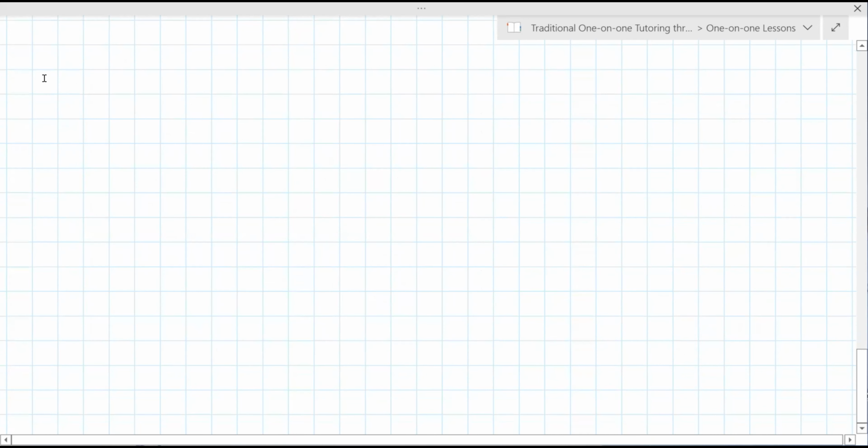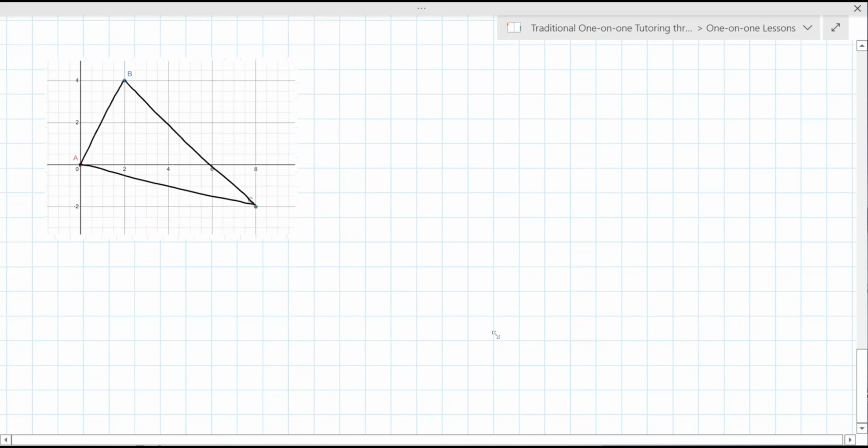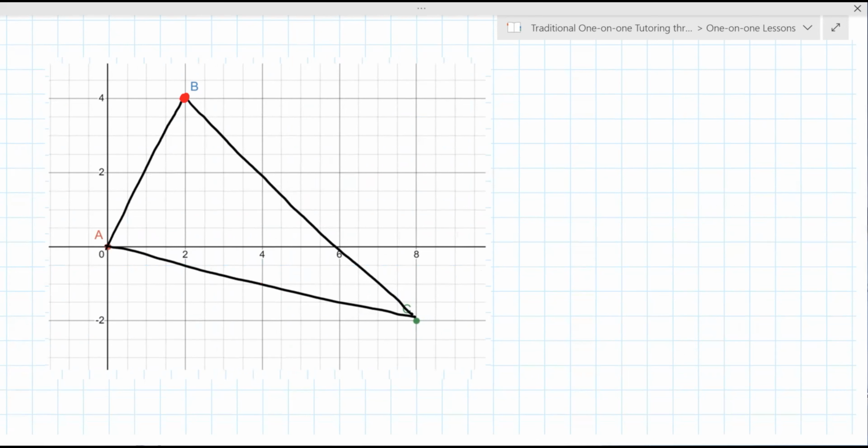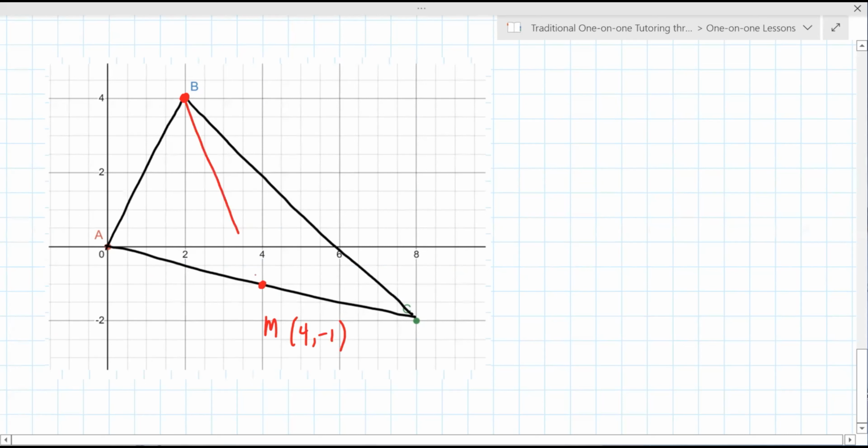Okay. Now there's another median. There's actually three medians in a triangle. So what if we start at B now? What if we start at B? So you found that the midpoint is 4, -1 over here on AC. This is the midpoint, 4, -1. The median connects the vertex and the midpoint. That's what you need to remember. But there are three medians in a triangle.